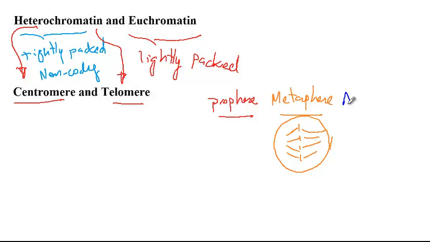Then the next phase is anaphase, during which the sister chromatids are pulled to the opposite sides. So here the sister chromatids are pulled to the opposite sides.